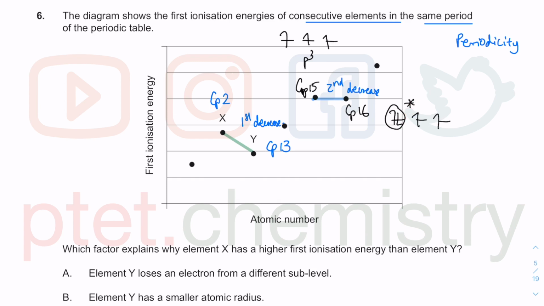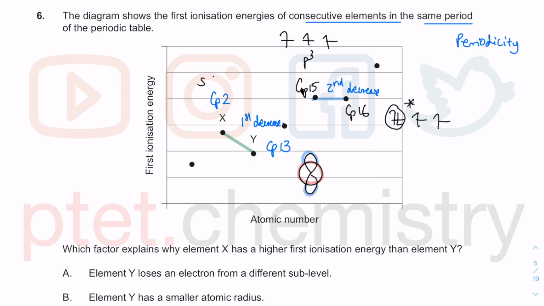Whereas for group 13, you are removing from the p subshell. If you think about the s and the p subshell, if you are an electron in the p subshell, you are more shielded by the electrons in the s subshell, and in a way you are further away and more shielded, therefore you are less attracted to the nucleus, and that's why it's slightly easier for you to ionize from the p subshell than from the s subshell.